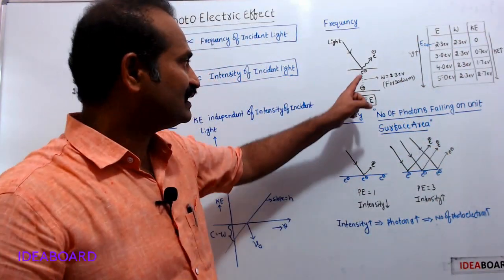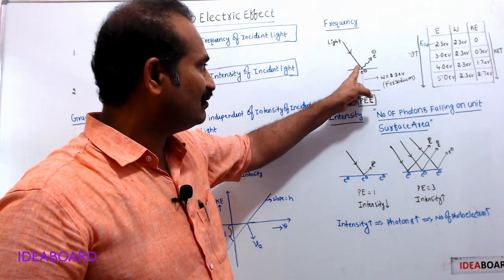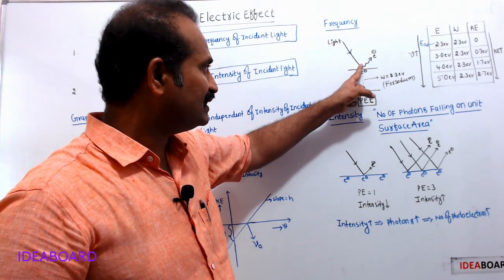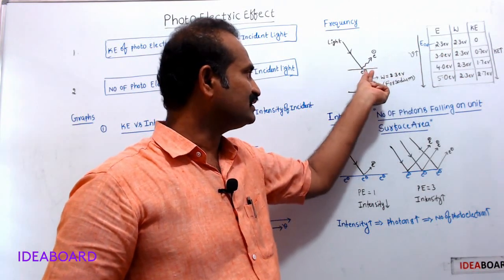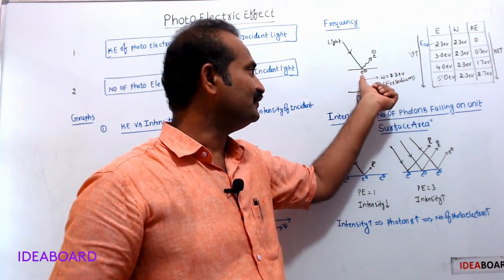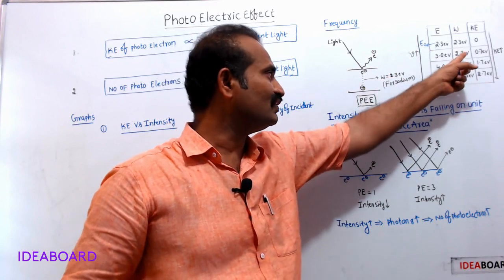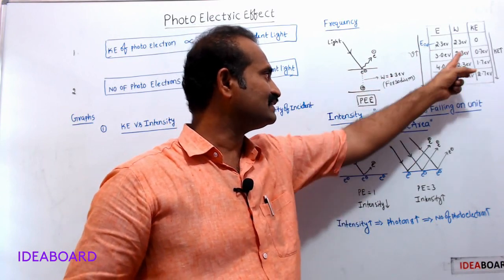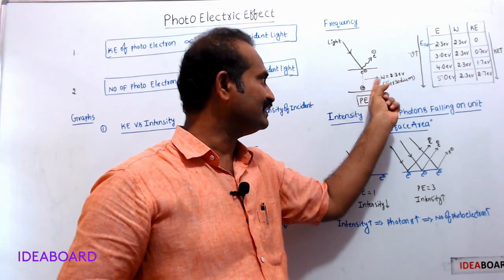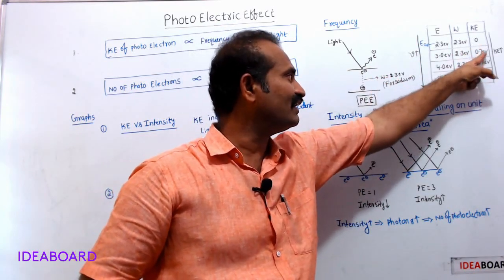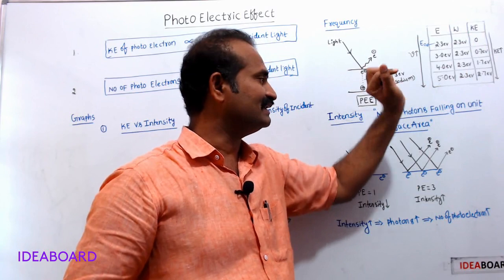Now let us assume the incident photon has 3 electron volts. Out of the 3 electron volts applied to the electron, it utilizes 2.3 electron volts for breaking these attractions. Out of 3 electron volts, 2.3 is consumed for breaking these bonds. The remaining 0.7 electron volts turns to kinetic energy.